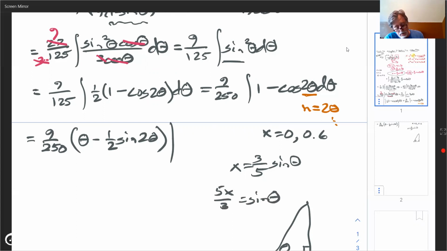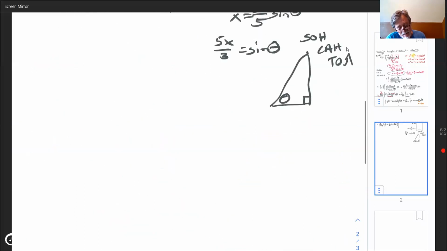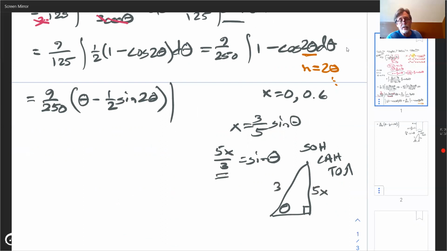Well, when we use SOHCAHTOA, in this case, I've done that before. We're going to use, nice and neat, SOHCAHTOA. So it's opposite over hypotenuse. So this side is going to be 5x. This side is 3, by looking at this fraction and knowing it is equal to sine.